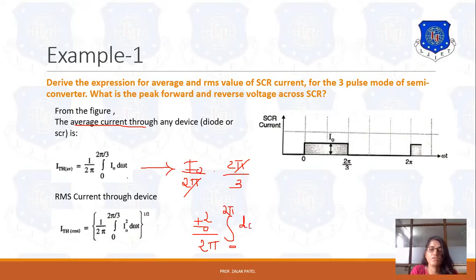So integration of d omega t is omega t, and if you want to integrate, then the answer is 2 pi by 3, but here please note that the square root is there, that's why the answer will become I0 upon root 3. So this is the answer for the RMS current.